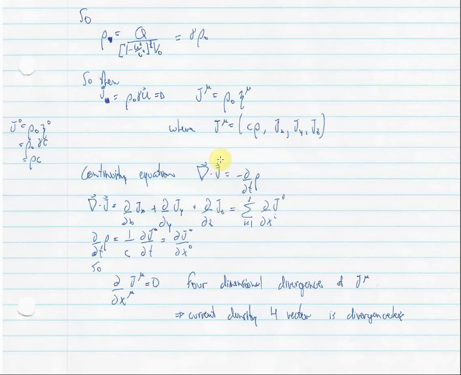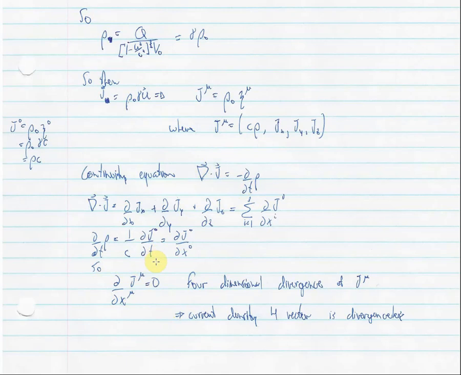So basically the continuity equation is saying we have 3 dimensions here and we end up having a 4th dimension here. We can put them all together into one vector and take the divergence of this 4-vector, and we find that the current density 4-vector is divergenceless, which is pretty neat. Basically this is the continuity equation, saying that if we sum up over all spatial dimensions and time, then that derivative is going to be 0.